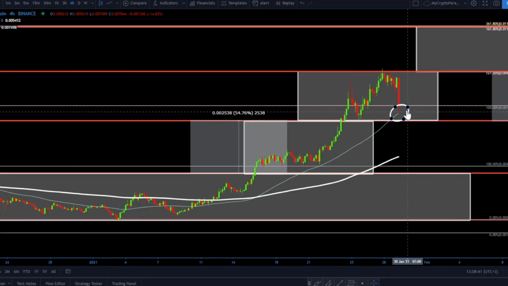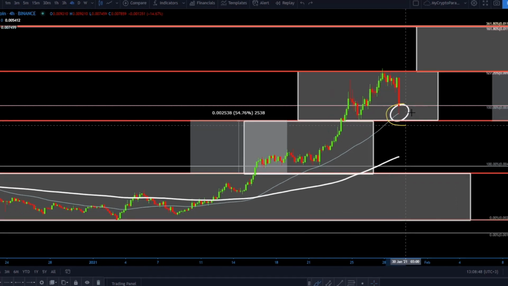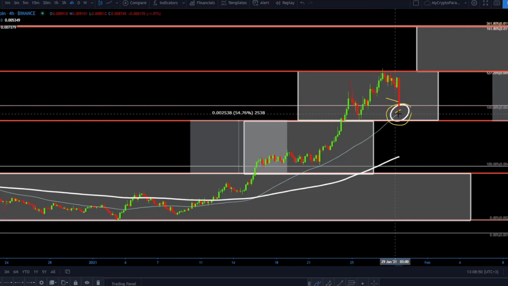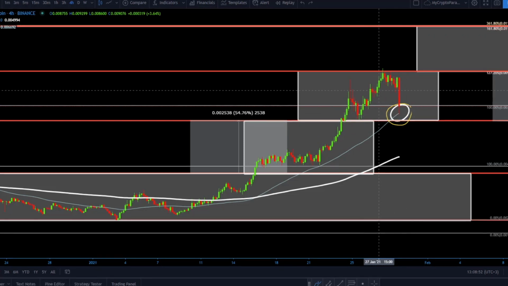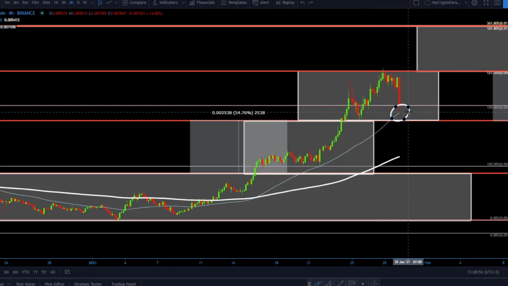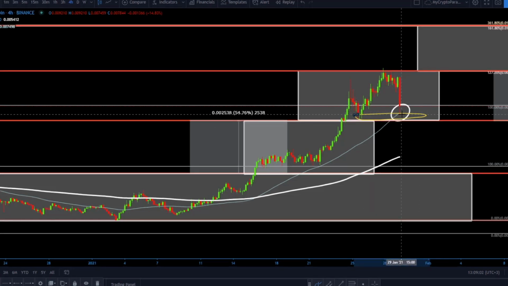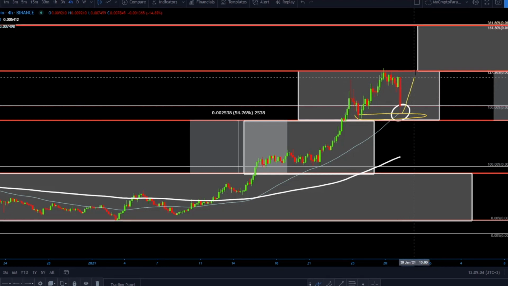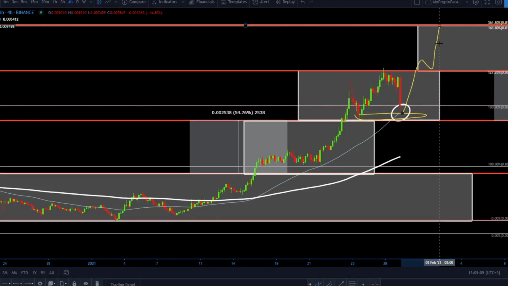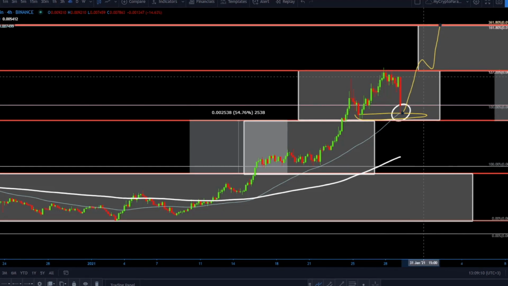If we go to the lower time frame, just look at what happened today. We had this rejection of the 50 simple moving average. Very nice rejection there, and this is certainly a demand area because it's very close to the previously made low, and this could be the point of interest for buyers to drive the price further up, potentially towards the 0.011 area.